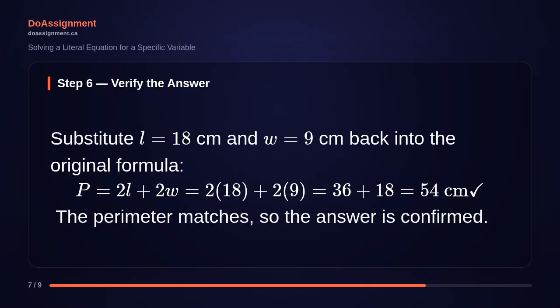Let's verify by substituting L equals 18 and W equals 9 back into the original perimeter formula. 2 times 18 is 36, and 2 times 9 is 18. Adding those gives 54 centimeters, which matches the given perimeter. Our answer is confirmed.